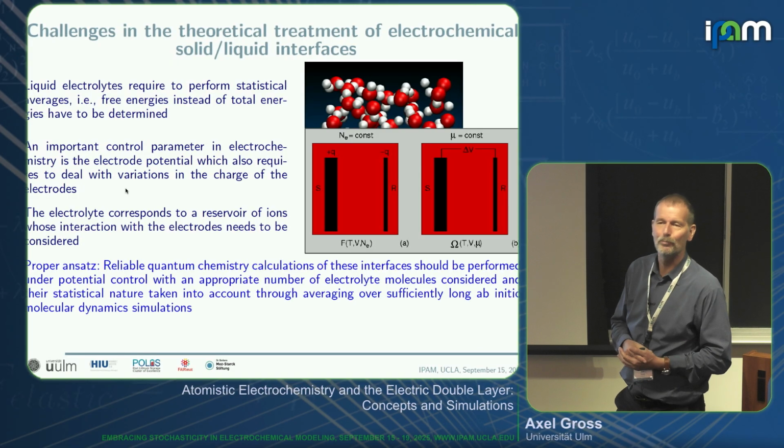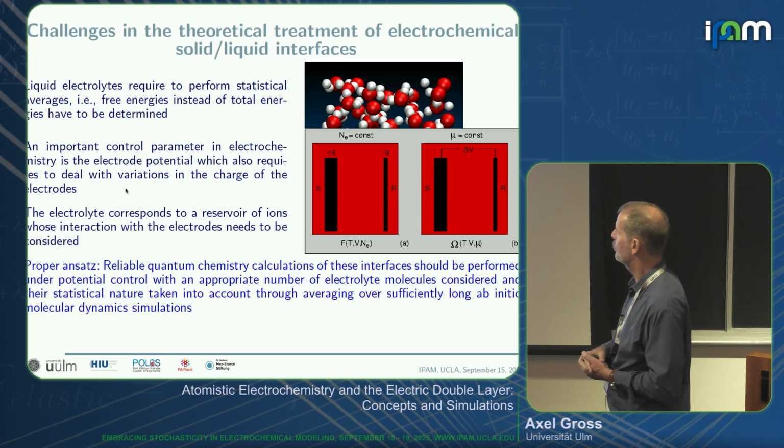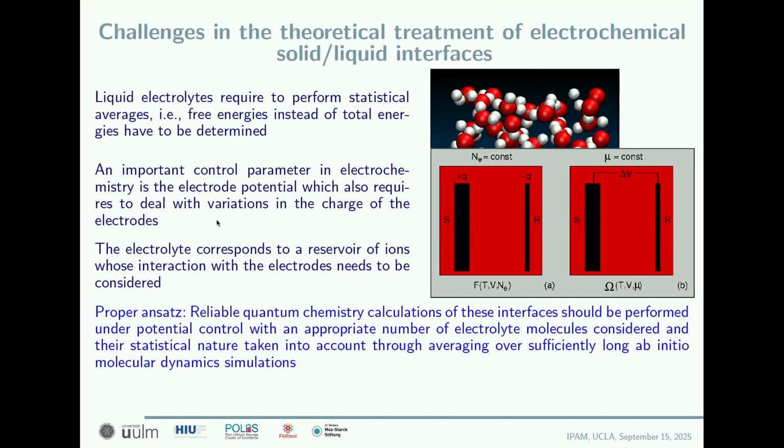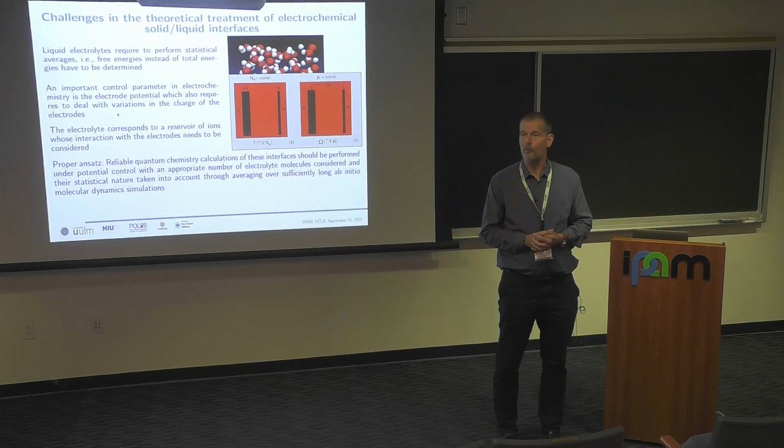And in principle, it's simple. We just have to do reliable quantum chemistry calculations of these interfaces, and they should be performed under potential control, whatever this means, with an appropriate number of electrolyte molecules considered and their statistical nature taken into account through averaging over sufficiently long ab initio molecular dynamics simulations, so to say. So, brute force calculations, but they are not doable, and they won't be doable.